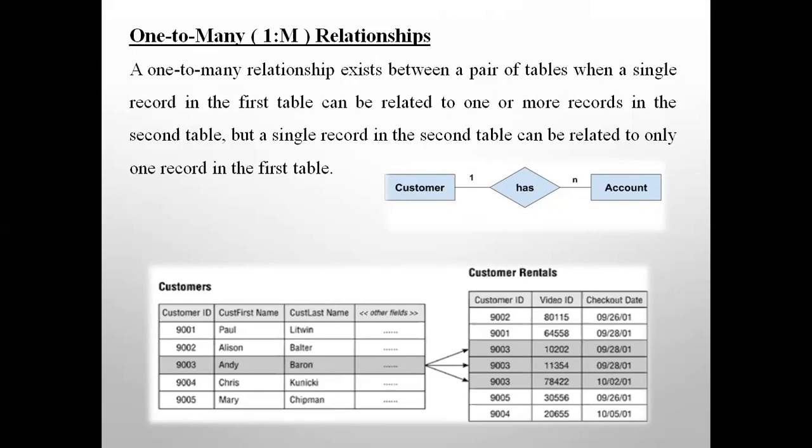So a one-to-many relationship allows a single record in one table to be related to multiple records in another table. For example, if there are two entity types, customer and account, each customer is associated with many accounts. But if we see it the other way, each account is held by only one customer. So this is a one-to-many relationship.